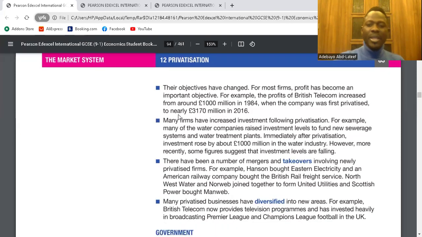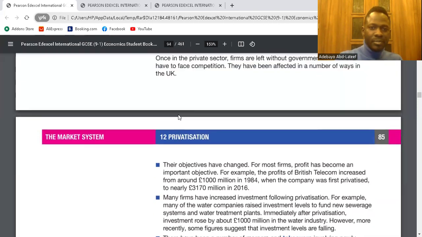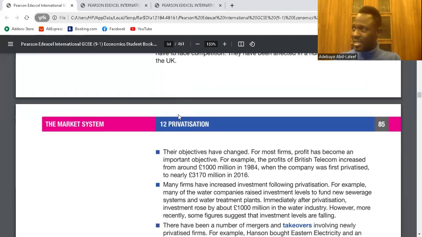There have been a number of mergers and takeovers involving newly privatized firms. So privatization also brings about integration. That's what it means, that there's integration. With privatization, to bring about integration. Integration means merger or takeover. Is it clear, please? Clear. These are businesses.